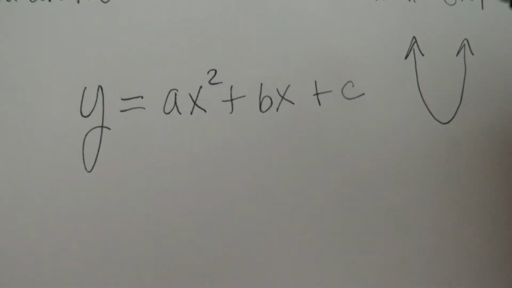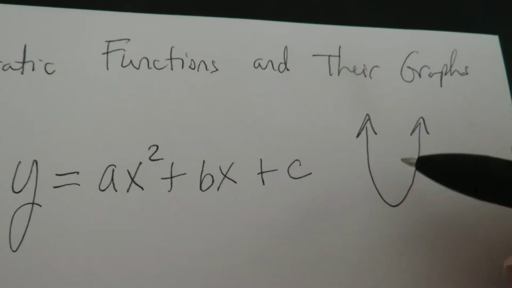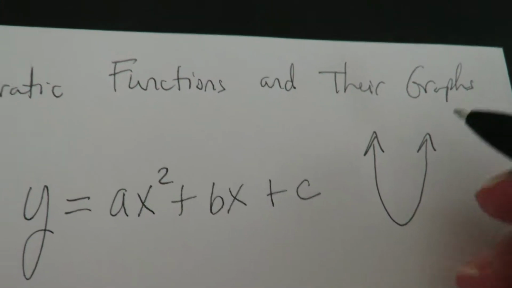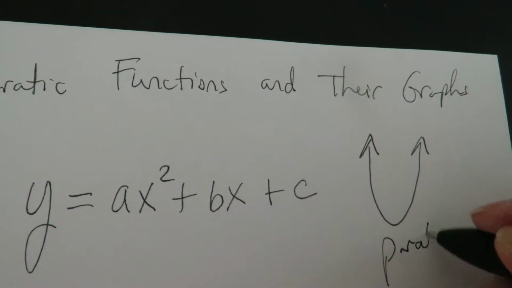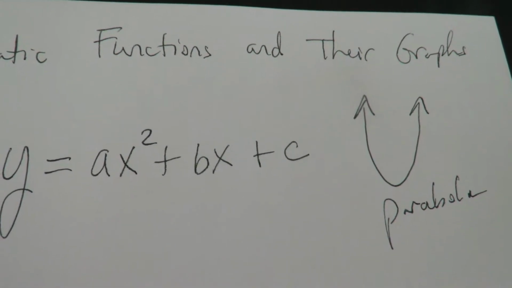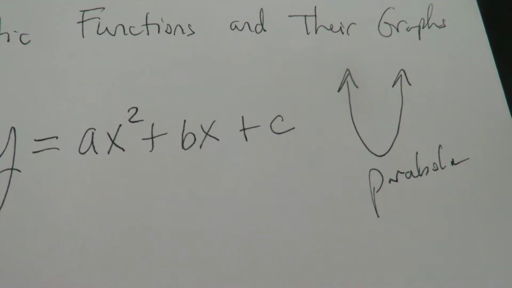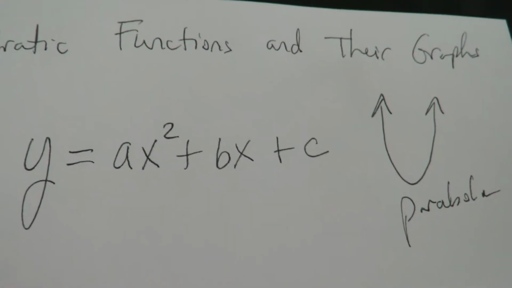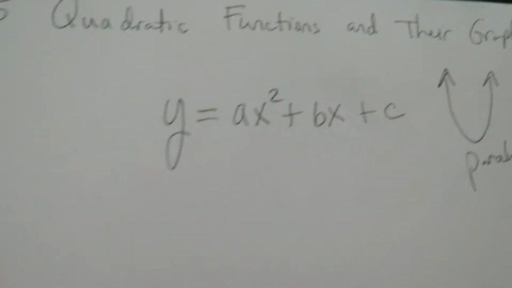We don't call this a quadratic when we draw it. We actually call it a parabola. It's sort of like its nickname. Instead of saying I draw a quadratic, you'd say I drew a parabola. So these graphs look like horseshoes.